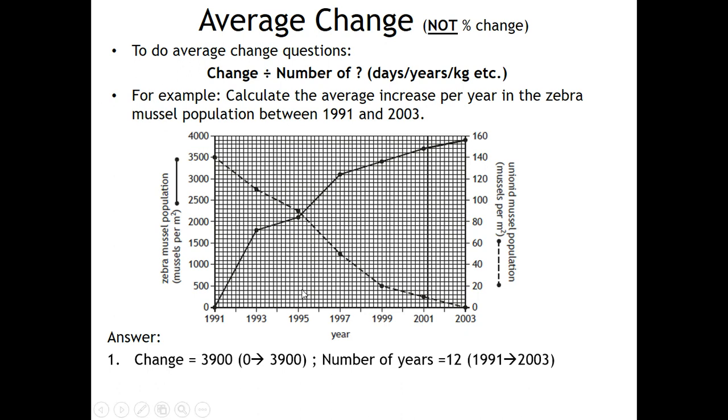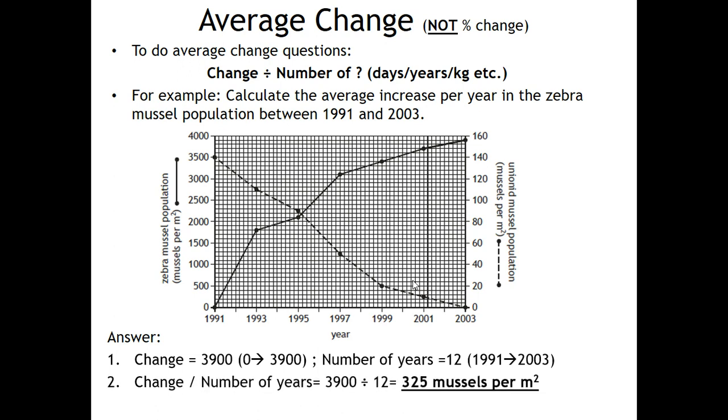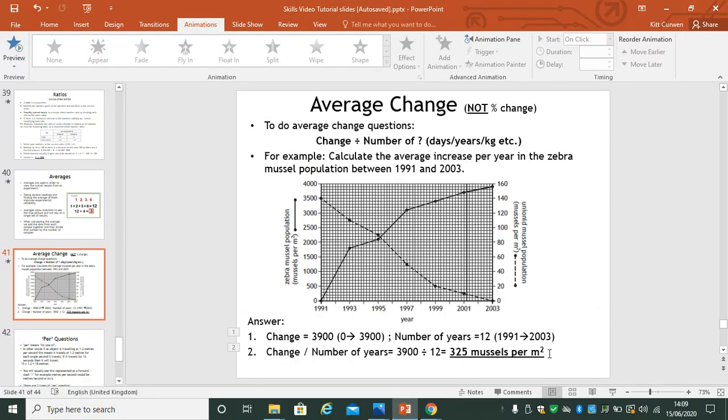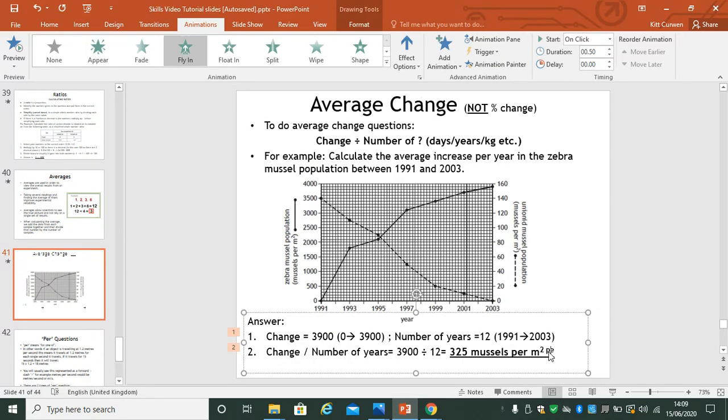So it's increased by 3,900 over 12 years. If you want to work out the average per year, for 1 year, you simply take the 3,900 and divide it by 12. So they have increased by 325 mussels per metre squared, and I should have added in there, sorry, per year.